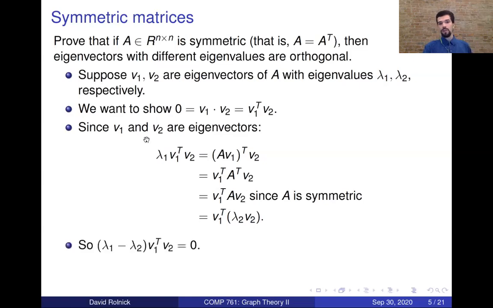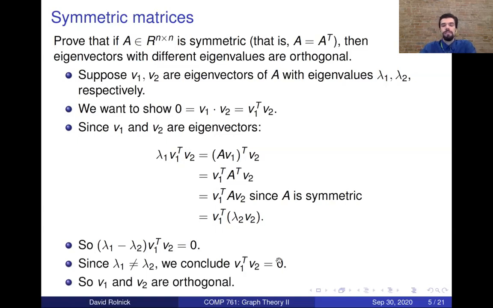Now from that, we can just subtract these two sides, and lambda 1 minus lambda 2 times this dot product is equal to 0. So if the two eigenvalues are different, then the dot product has to be equal to 0. So they're orthogonal. Are there any questions?